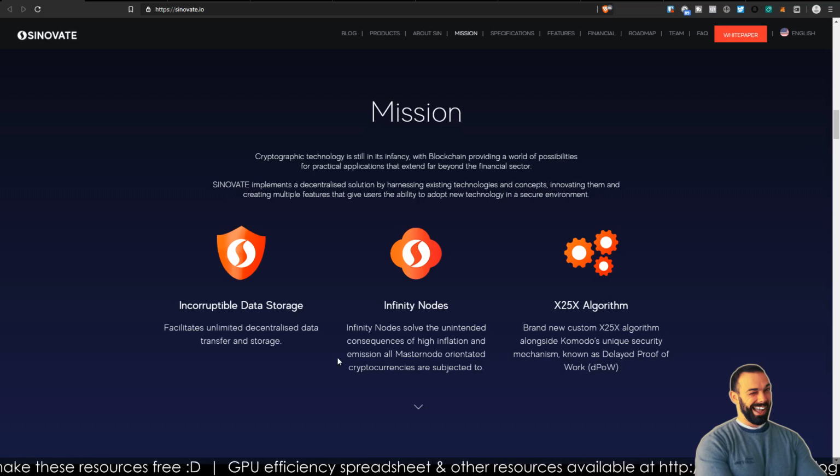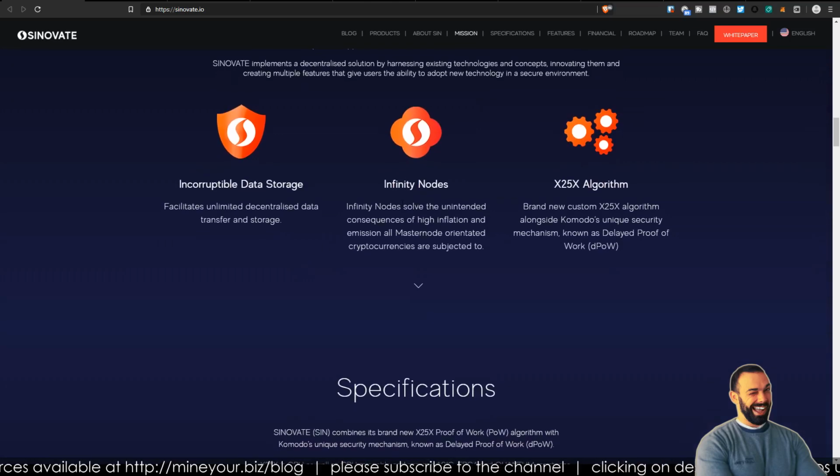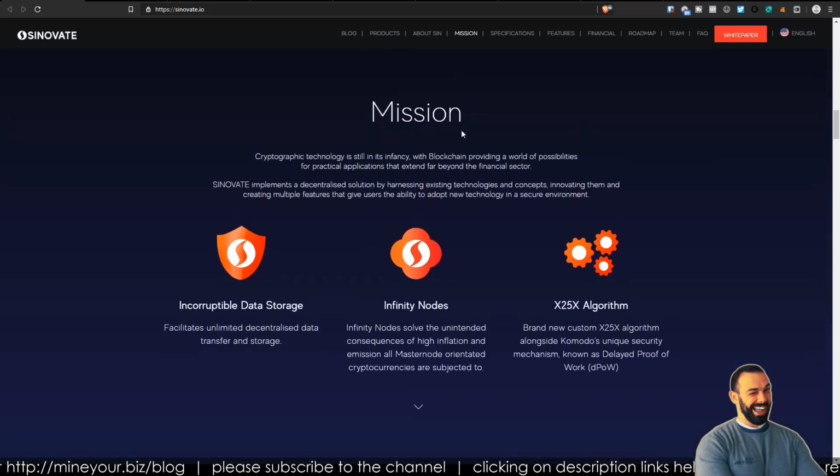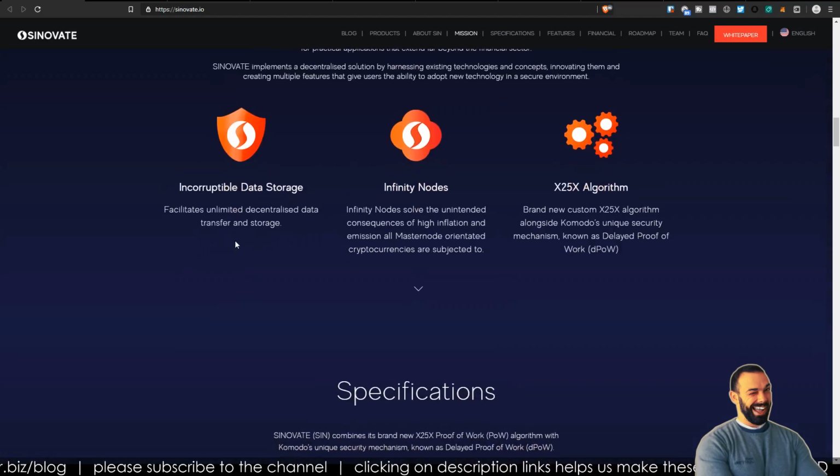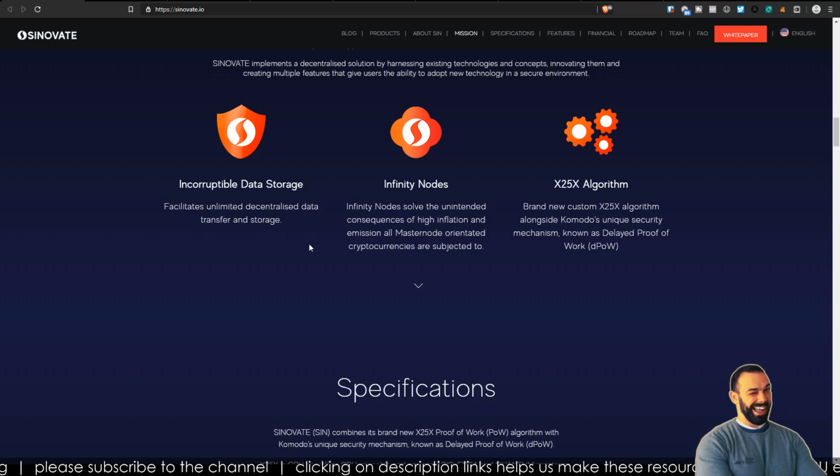It's highly formal language, but let's talk about this and kind of break it down. What does that really mean? It means that they're trying to be serious about creating a new blockchain and trying to be serious about creating value with a new cryptocurrency. I think that's all it means, bottom line. They say incorruptible data storage, infinity nodes, and the X25X algorithm are ways that they're proving that this mission statement is true. They're attempting to innovate. So there you go. An unlimited decentralized data and transfer storage.